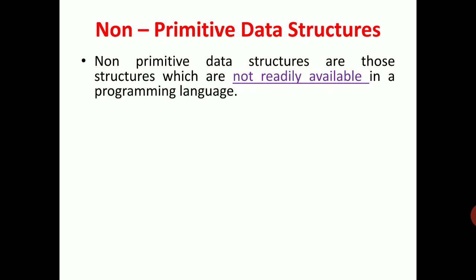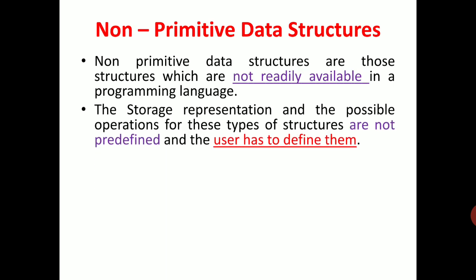so we'll read it from the screen. We have a point here. Non-primitive data structures are those structures which are not readily available in a programming language. It makes a clear statement that the non-primitive data structures we are discussing here are not readily available. That means they are not predefined. They are not library functions. They are user-defined data structures.